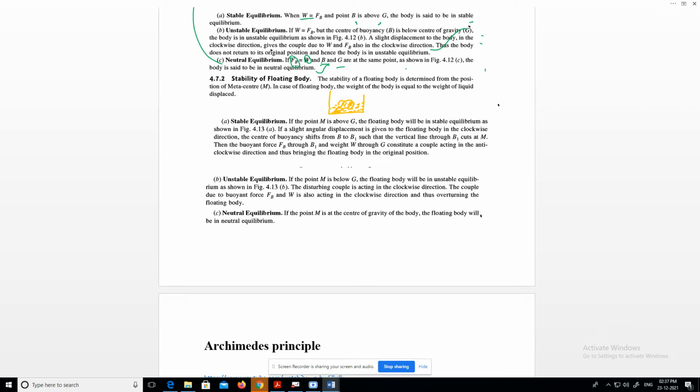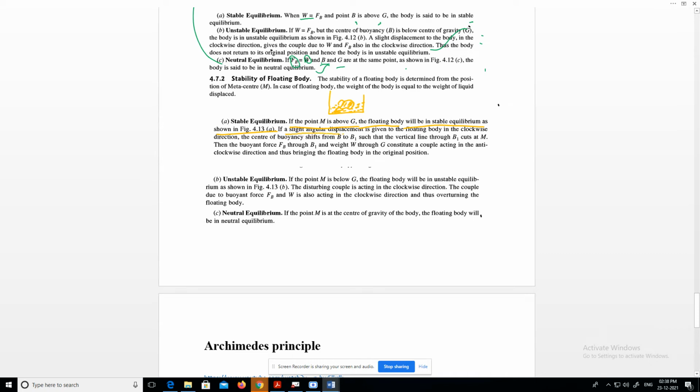The stability of a floating body is determined from the positions of the metacenter. In case of a floating body, the weight of the body is equal to the weight of the liquid displaced. Right. In case of stable equilibrium, if a point M is above G, the floating body will be in stable equilibrium as shown in the figure.